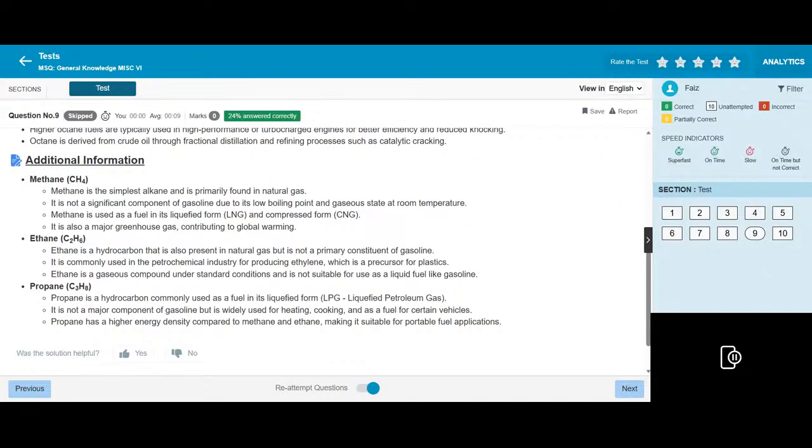Catalytic cracking. Methane is the simplest alkane and is primarily found in natural gas. It is not a significant component of gasoline due to its low boiling point. At room temperature, methane is a gas, used as fuel and liquefied as LNG and compressed as CNG. It is also a major greenhouse gas contributor to global warming.